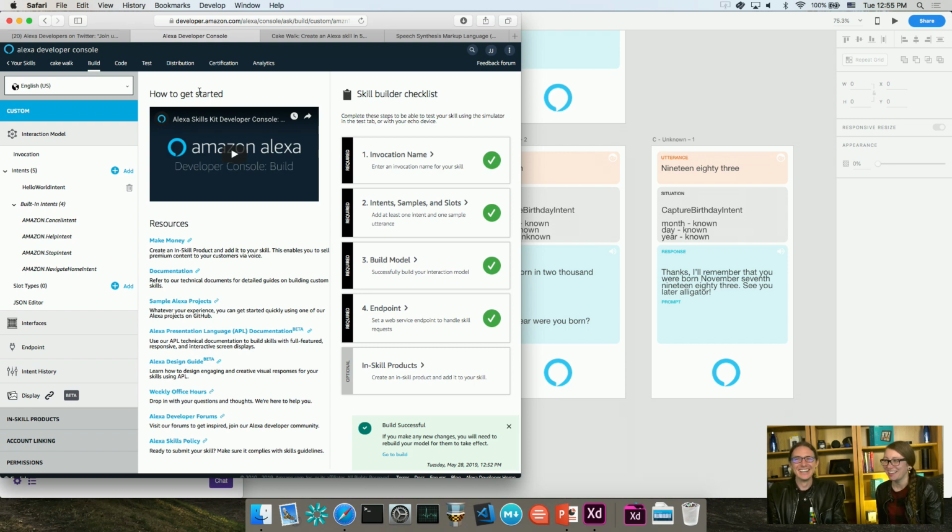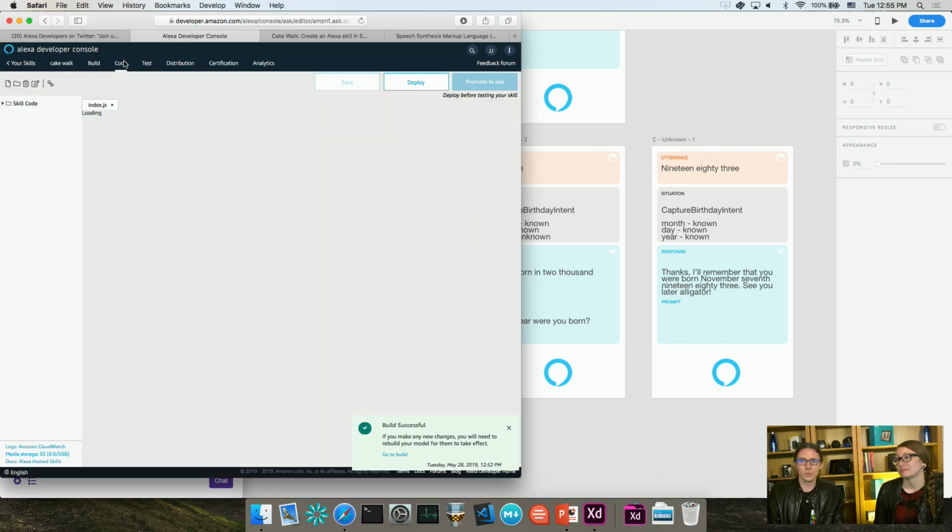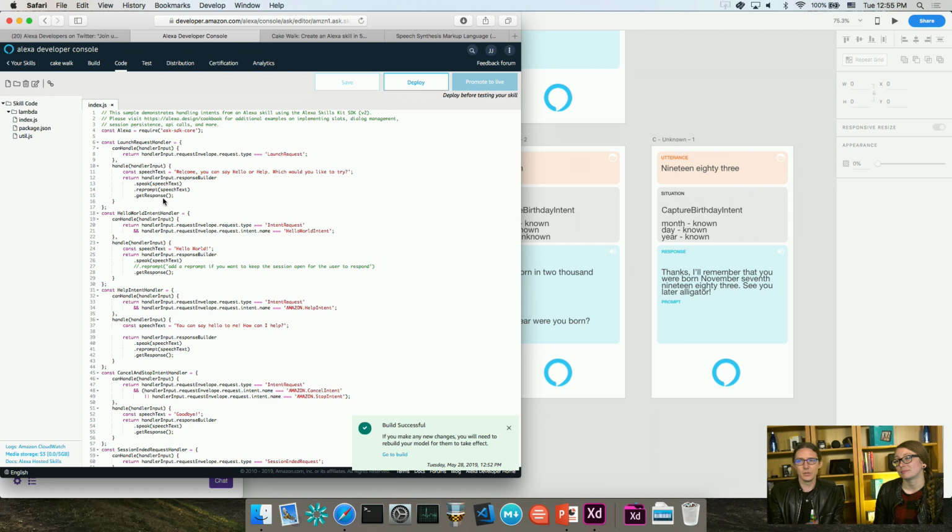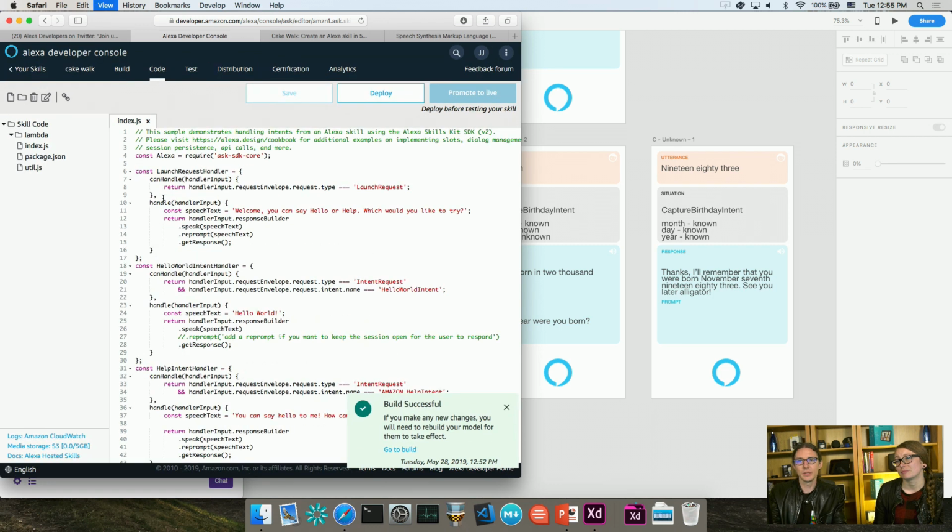Okay, so we're gonna go more into detail about the user interface tomorrow when I start building this out. But you'll notice up at the top here we have these different tabs. We've got build, code, test, distribution, certification, and analytics. So build, this is where we would build our interaction model. Code is where we're going to build our code. And so what we're going to do is change the way Alexa responds, and that we're going to do in our code. And let me zoom in on this a little bit.